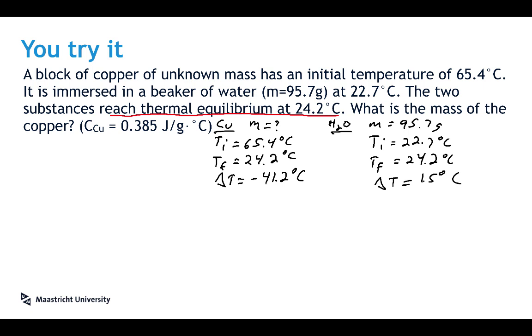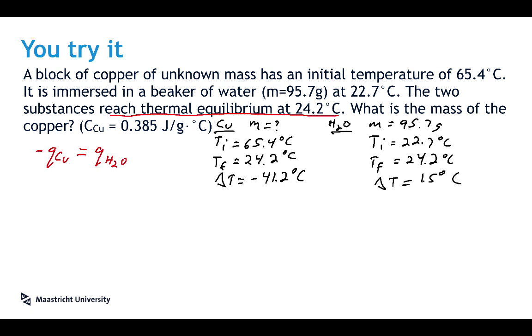Now, one thing that we need to realize is that when we relate the heats, we can say that the negative Q of the copper is going to be equal to the Q of the water. So the heat gained or lost, in this case lost by the copper, must be equal to the heat gained by the water because they reach that thermal equilibrium. So we know that the Q for each of those is equal to M times C times delta T.